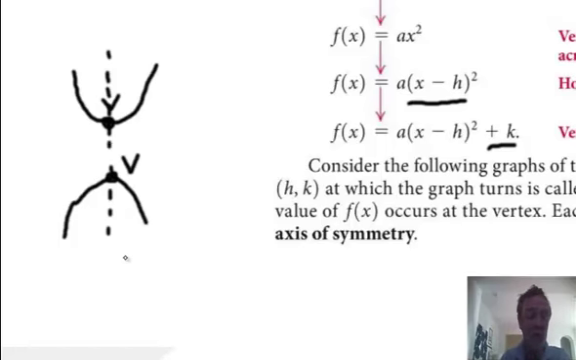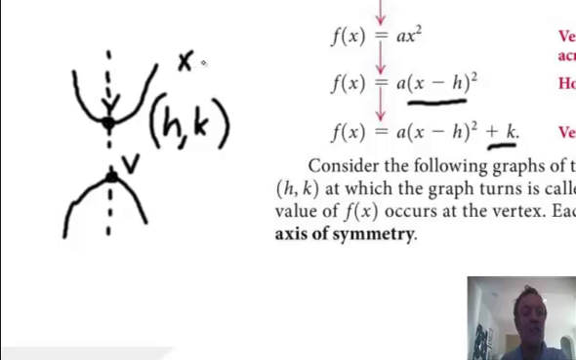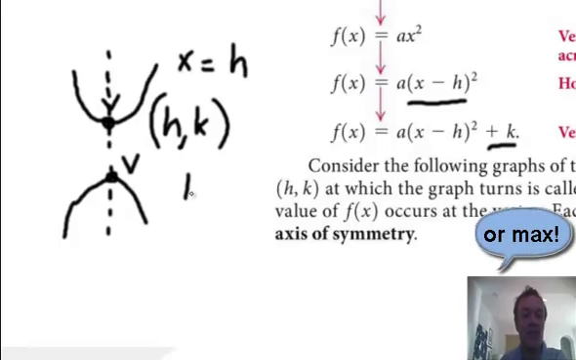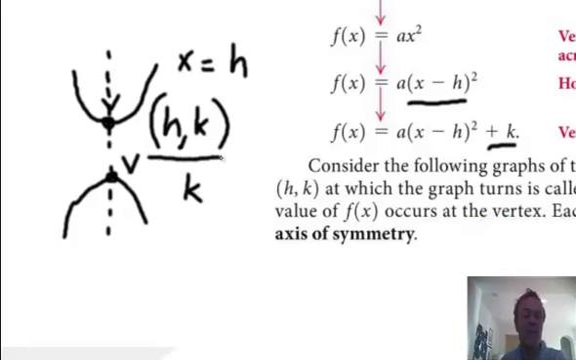So the vertex, you will have a point, well, we call it (h, k), the x and y coordinate. So the axis of symmetry will be at x equals h. And the minimum is the k value. But the vertex is (h, k). So let's have a look at an example.